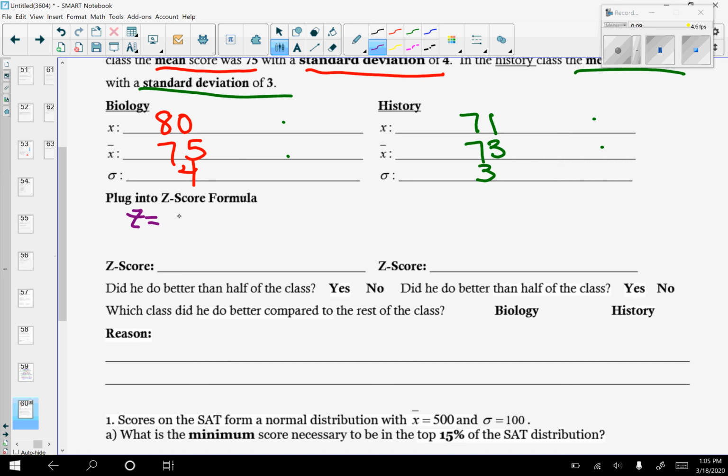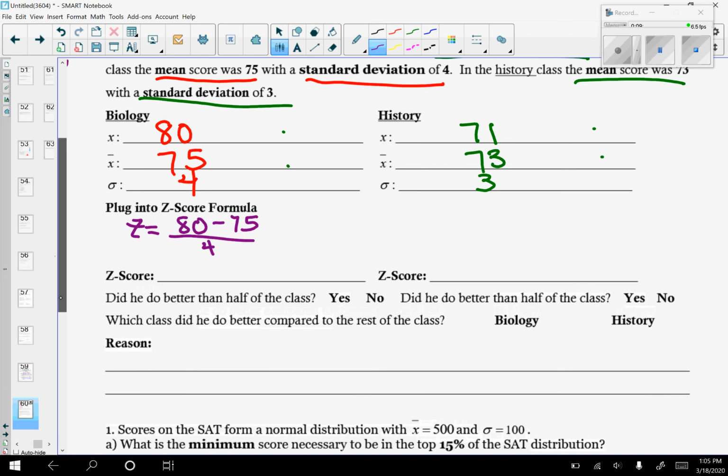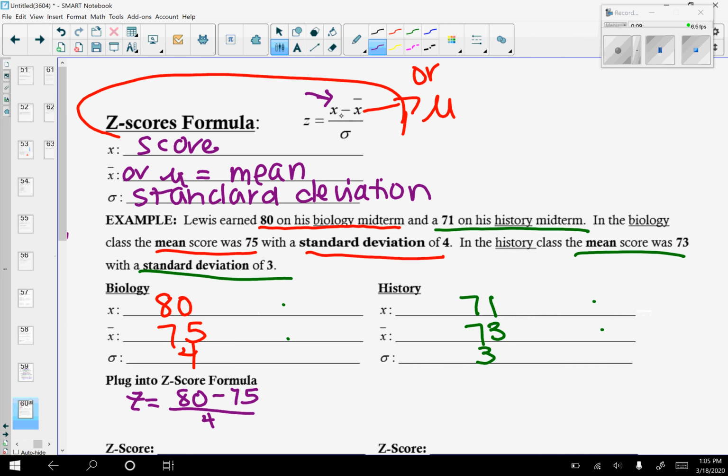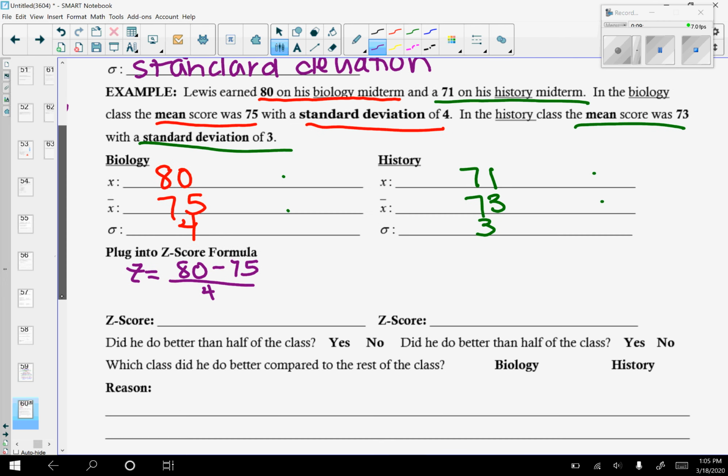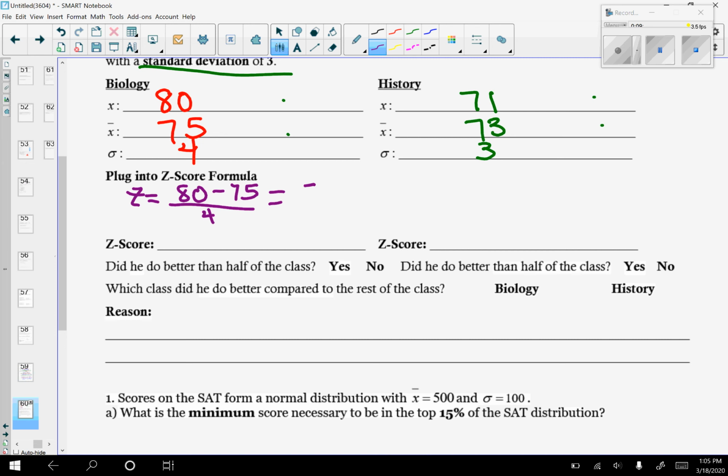we're going to do 80 minus 75 divided by 4. Once again, this is just from the formula above. 80 is our score, our mean was 75, and our standard deviation is 4. So we have 5 over 4, which gives us a 1.25 z-score.